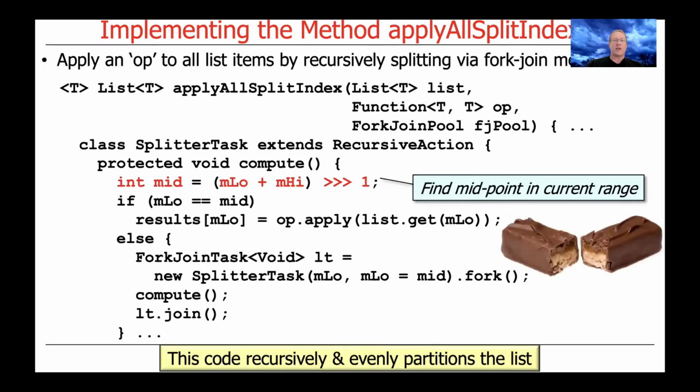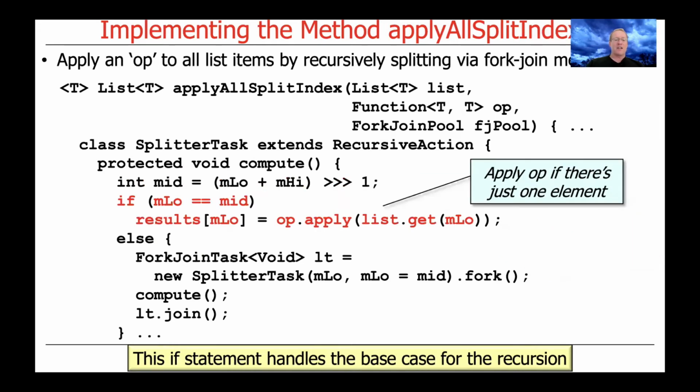The first thing it's going to do is figure out the midpoint in the current range. So we take the low plus the high, and then we right shift by 1, which is the same thing as dividing by 2. Just a bit more obscure, but they basically work the same. And that'll compute the midpoint.